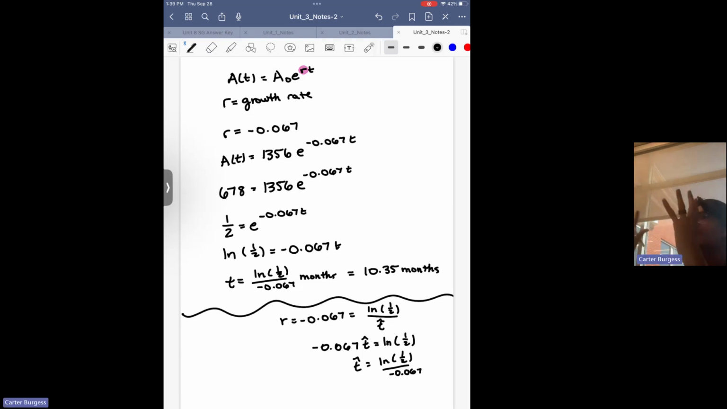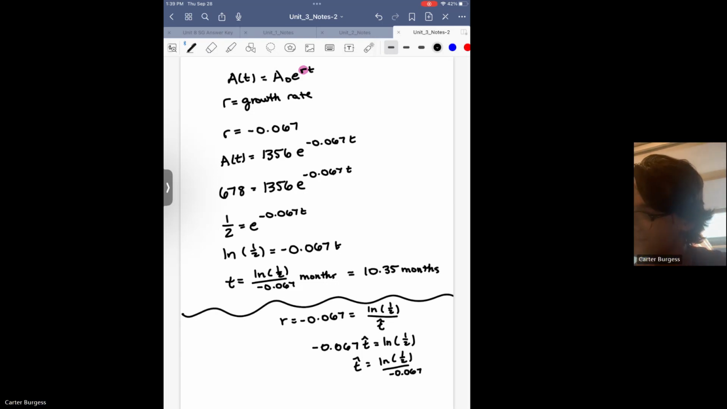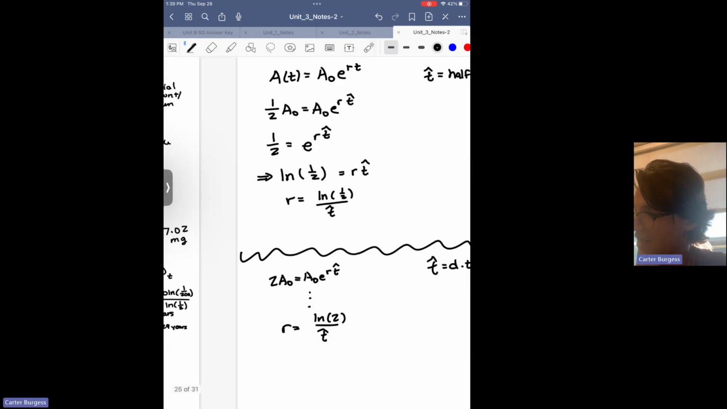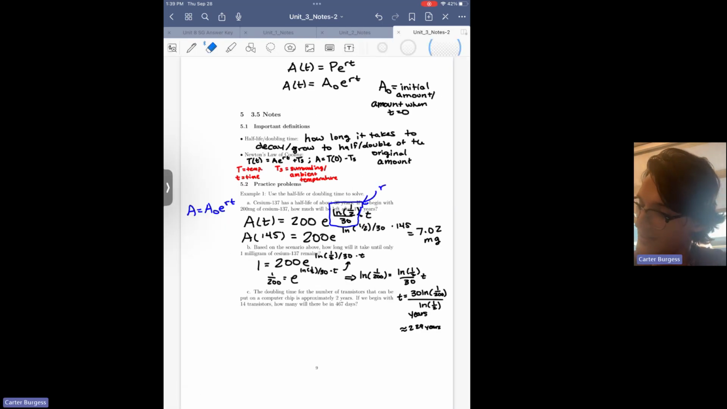So just to reinforce that connection, this R can mean a lot of things, but ultimately its original meaning was percent growth or percent decay. All right. I keep forgetting to erase this. That's okay.